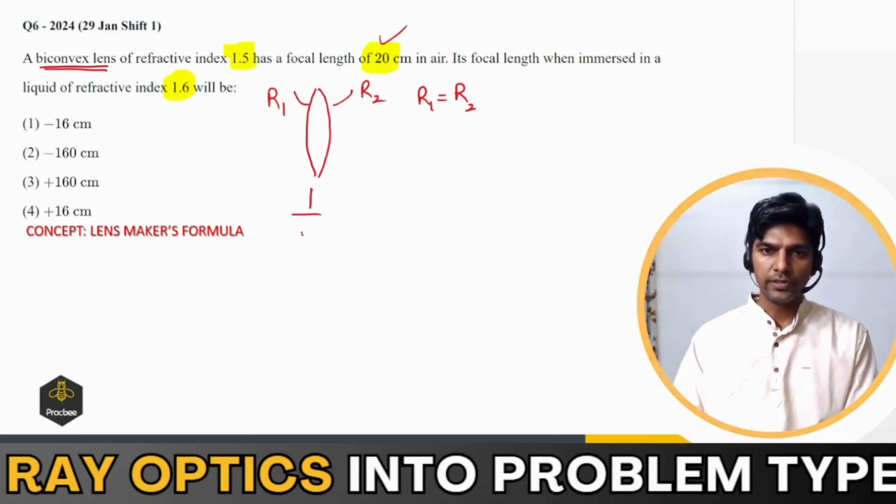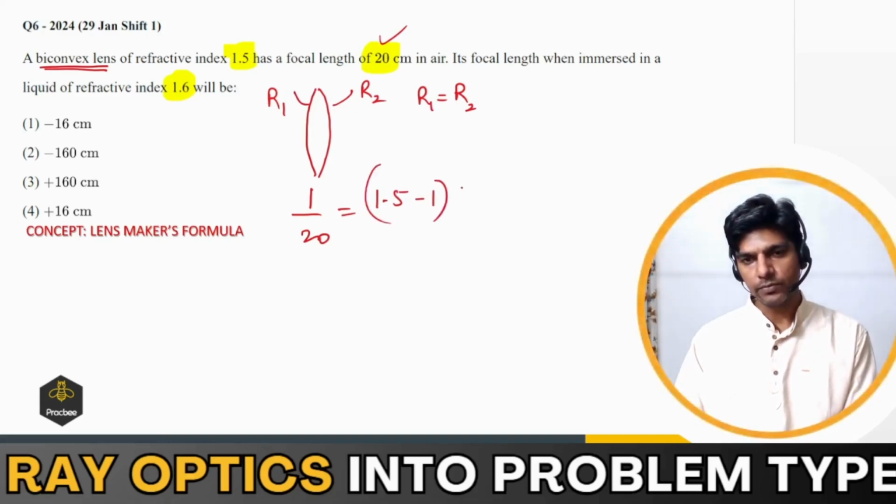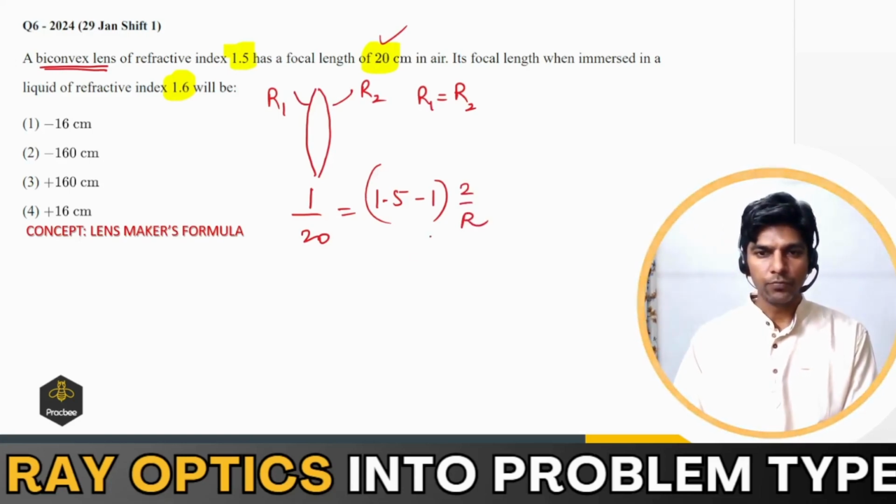So focal length is given as 20 in air. So 1 by 20 is equal to 1.5 minus 1, and since both have the same radius of curvature, this will become 2 by R. Now from this we can find the radius of curvature. So this will be 0.5 times 2, so R comes out to be 20 centimeter.